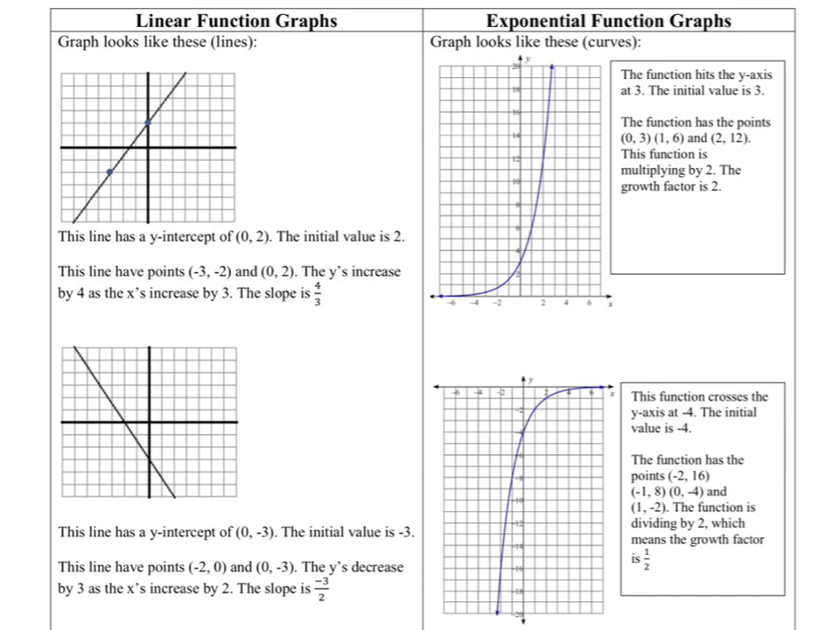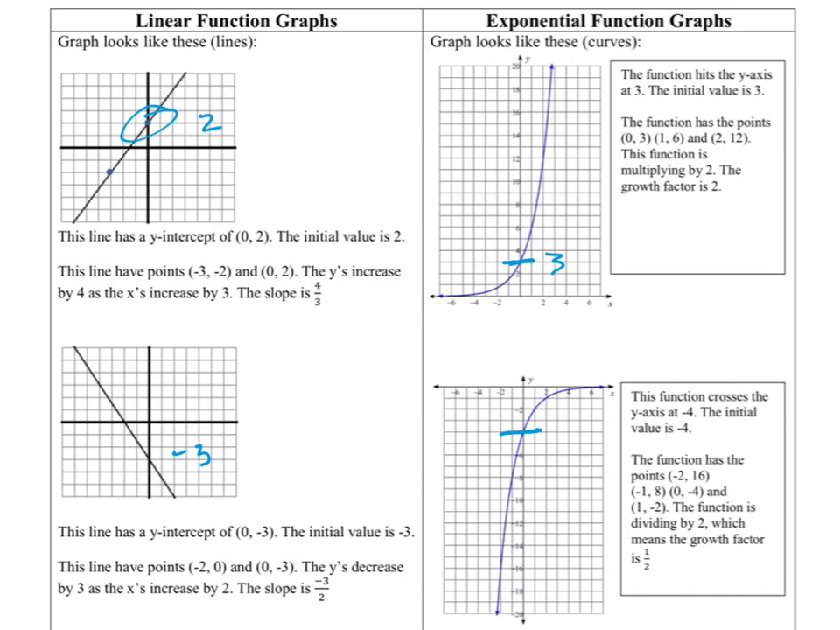To find the initial value on both types, you just need to look at your y-intercept. So you look at your y-axis and find out where it hits. On the one here, there's my initial value of 2. And on this one, you can see it hits down here at -3. On this one, I can see it hits my graph right there, which is at 3. And this one down here hits at -4, so my initial value on that one's -4.